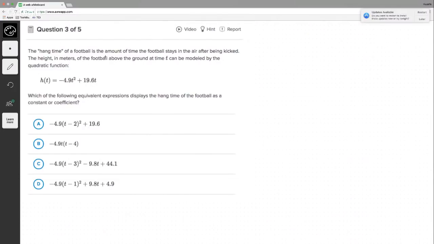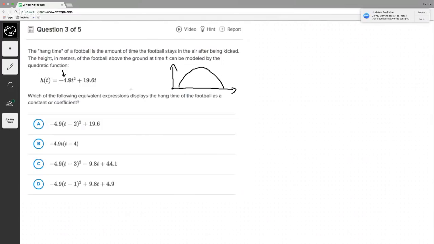All right, the hang time of a football is the amount of time the football stays in the air after being kicked. The height in meters of the football above the ground at time t can be modeled by this quadratic equation. Now, I can already tell you the trajectory of a football is going to be like whoosh, like that, right? This is going to be an upside down parabola, which looks like this, and it's going to track the path of a football. You can literally think of the x-axis, which would go down here, as the ground, okay?